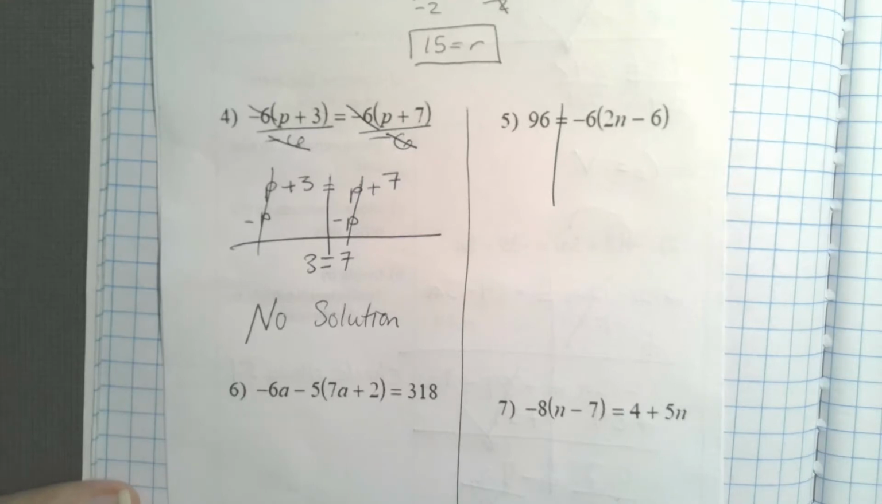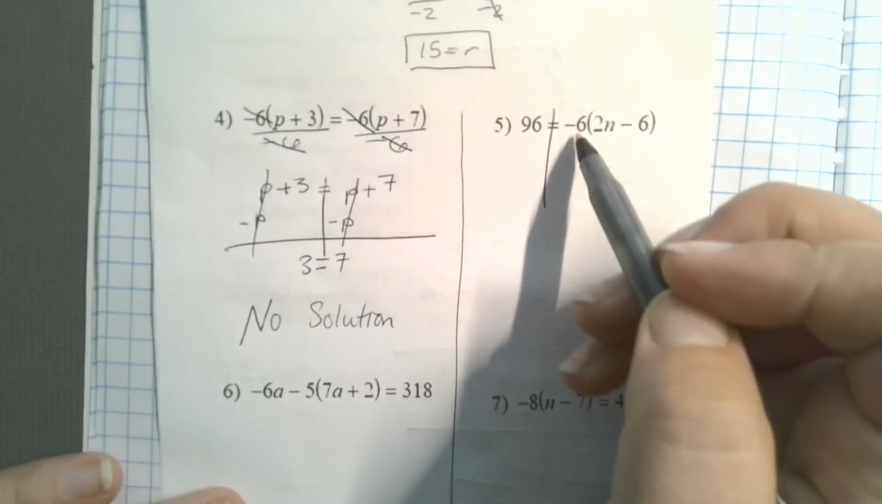Joelle, stop. You could. You can definitely distribute. It's not wrong. It's just less steps. Since they both had the 6 on both sides, it's less steps to divide it. You can distribute and then you'll still get the same answer of no solution. It'll just be bigger numbers.